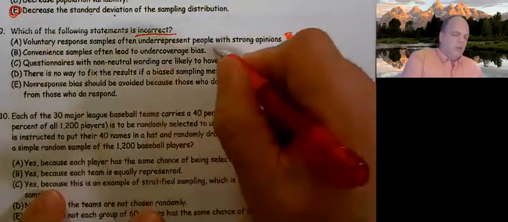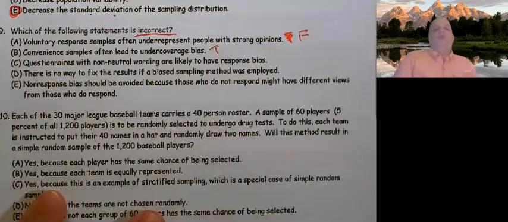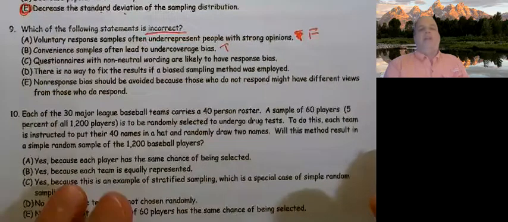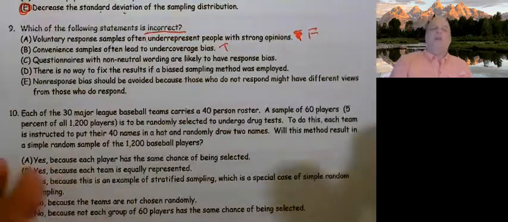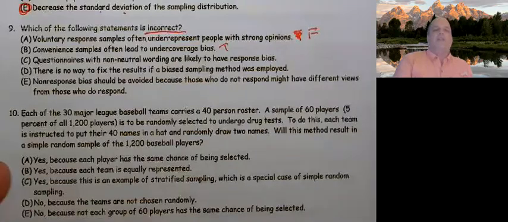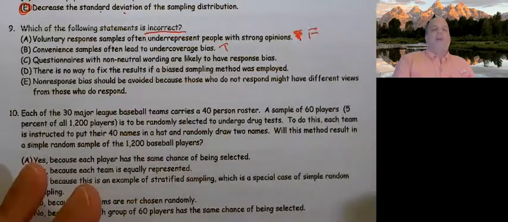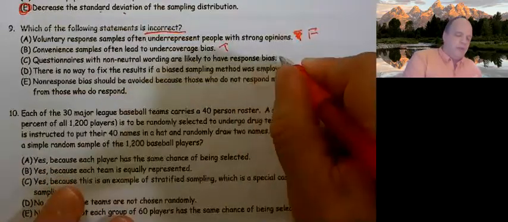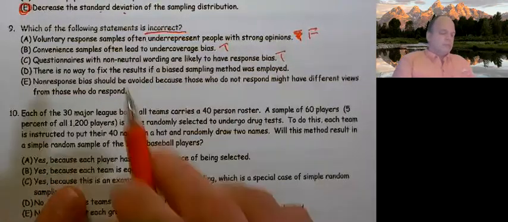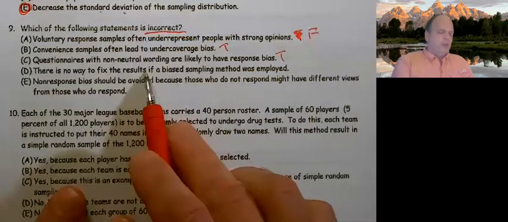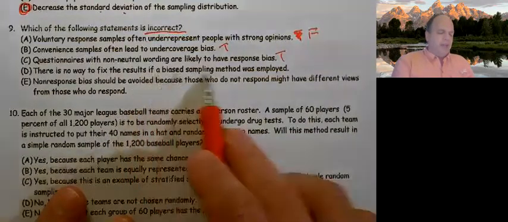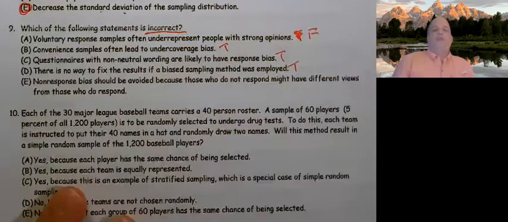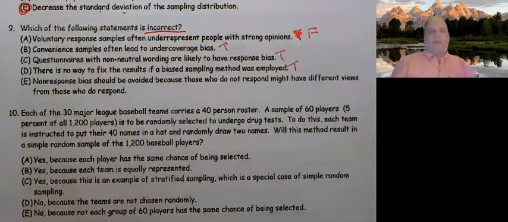Convenient samples often lead to undercoverage bias. Yes, they do. Convenient sample is when you survey those that are convenient to you, and generally speaking, that leaves out part of the population because you're surveying those that are easy to access or together. Questionnaires with non-neutral wording are said to have response bias. That's kind of the definition of response bias, so that's true. There's no way to fix the results of a biased sampling method if a biased sampling method was employed. That's true. If you have biased data, you have to throw it out and start over.